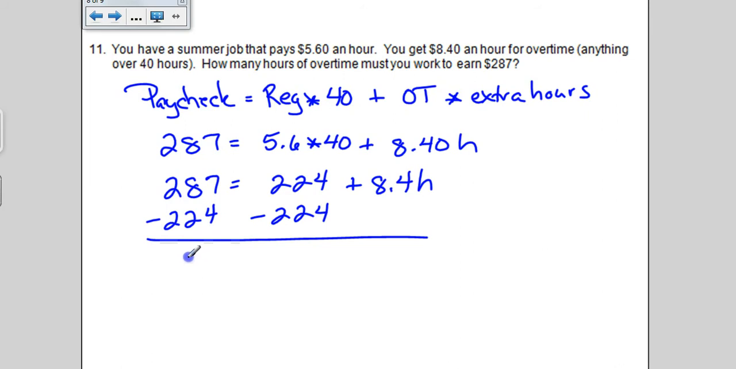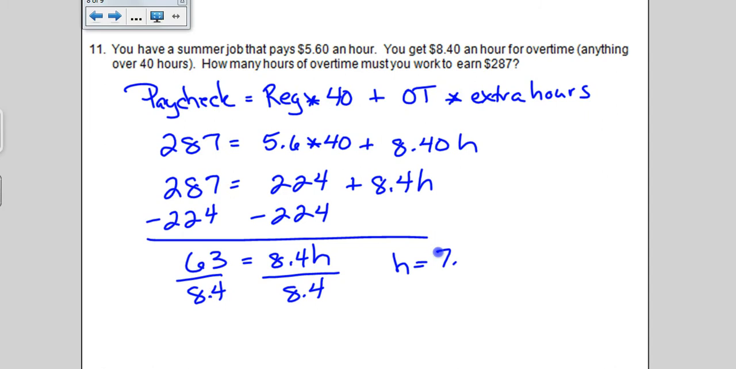And, oh geez, let's see, 63 equals 8.4 times the number of hours, and then when we divide by 8.4, which is how much we get paid for each overtime hour, we end up with 7.5 hours of overtime. Okay, very good.